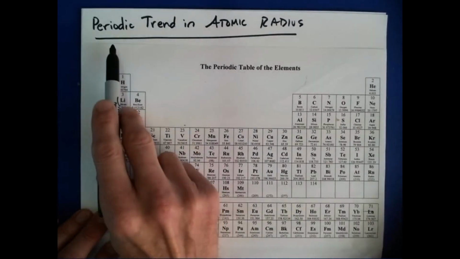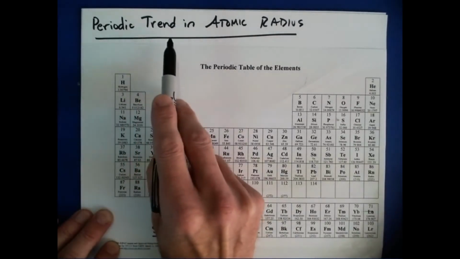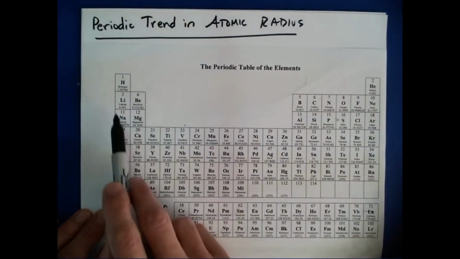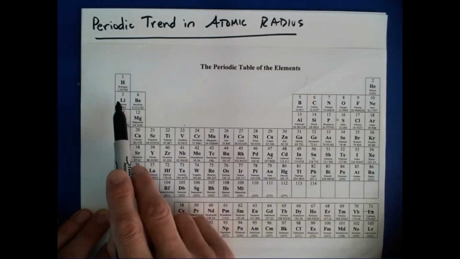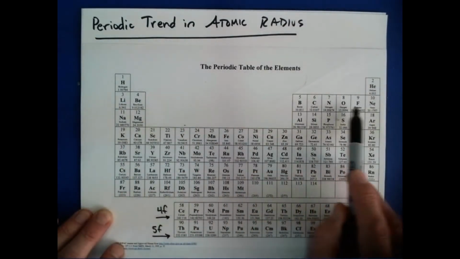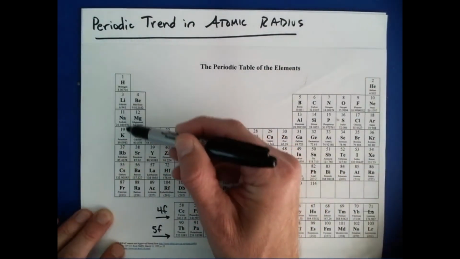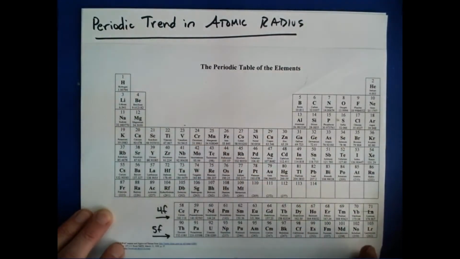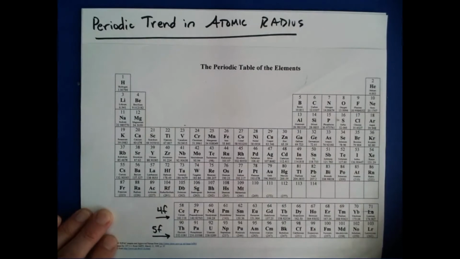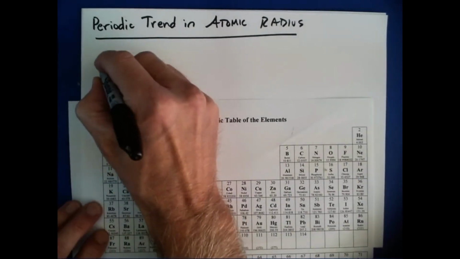In this video, we're going to discuss the periodic trends in atomic radius. Basically, what this means is what happens to the sizes of atoms as you move across a period or as you go down a group. And what happens to the atomic radius is based on this idea of effective nuclear charge.